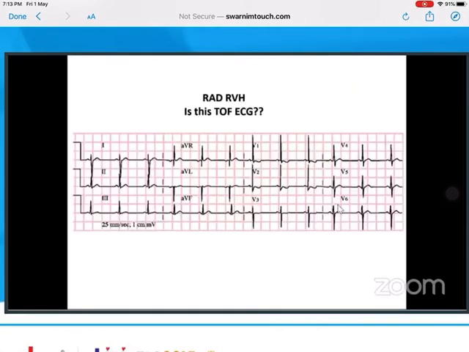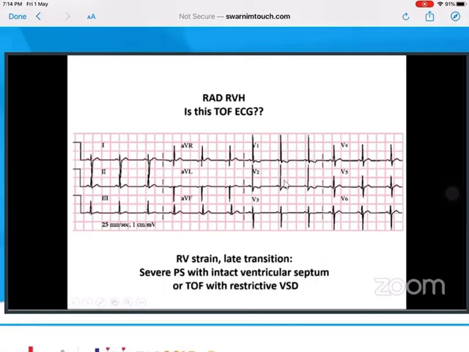Now, this is an ECG which is very different from a tetralogy ECG. This also shows right axis deviation, right ventricular hypertrophy, but the prominent part is that you have ST-T changes and you have no early transition. So it's actually a late transition, and this is quite typical of so-called trilogy or a severe pulmonary stenosis with intact ventricular septum, or can also be seen with restrictive VSD because RV pressure goes suprasystemic there also.